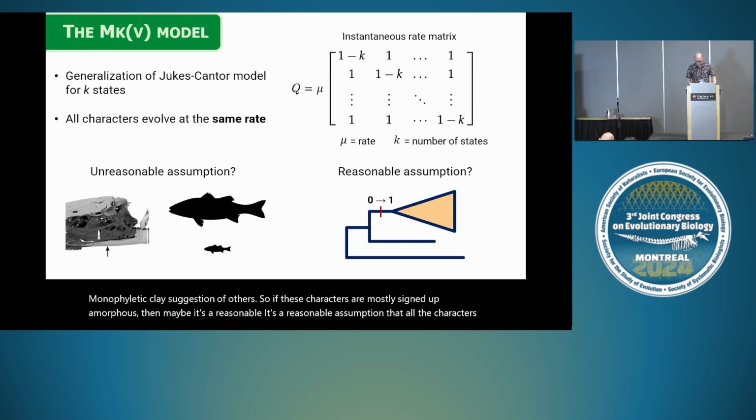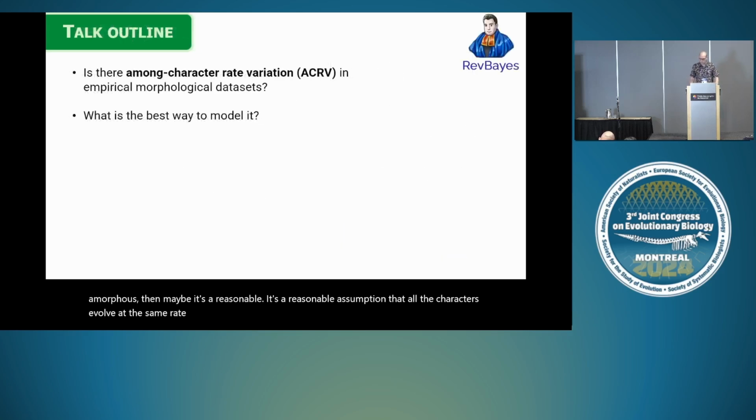So this is what I wanted to explore in this project using the software RevBayes, and there are two main questions that I'm asking here. First, is there among character rate variation in empirical morphological datasets? But second, most importantly, what is the best way to model it?